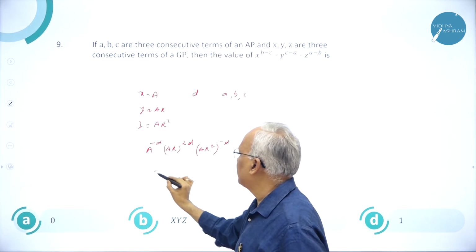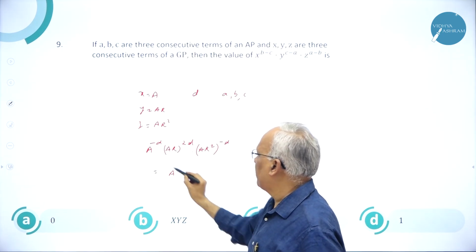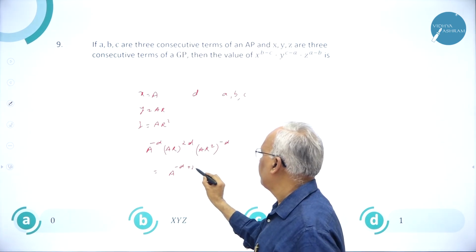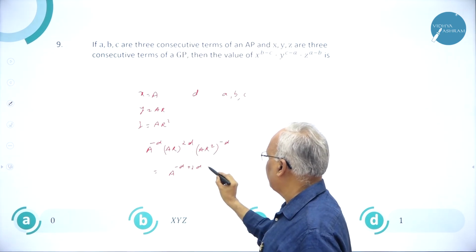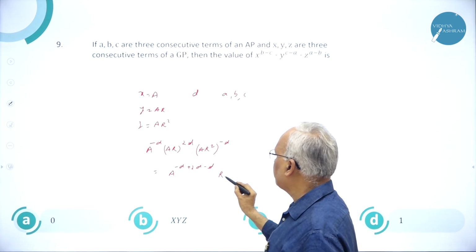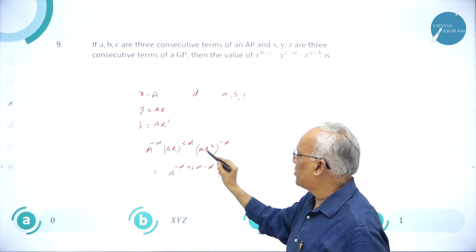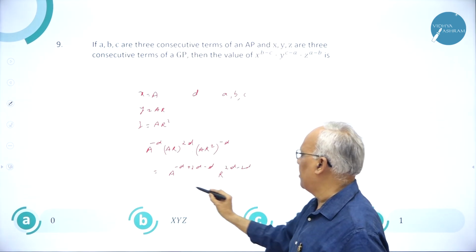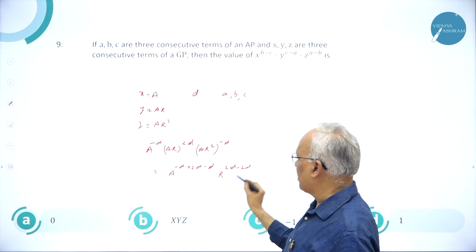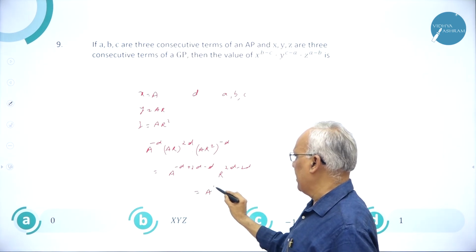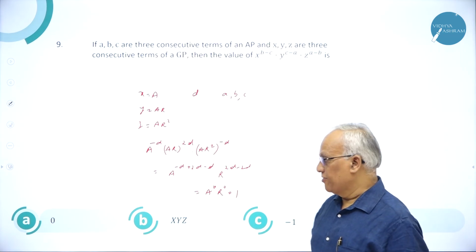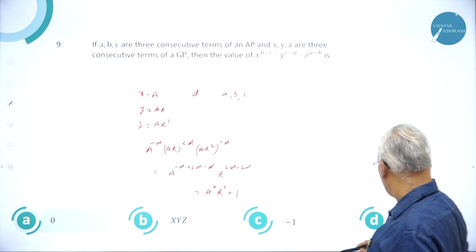So you can write this as A to the power minus D plus 2D minus D, into R to the power minus 2D plus 2D. You can see now it is A power 0 into R power 0, which is equal to 1. Therefore, the answer is D.